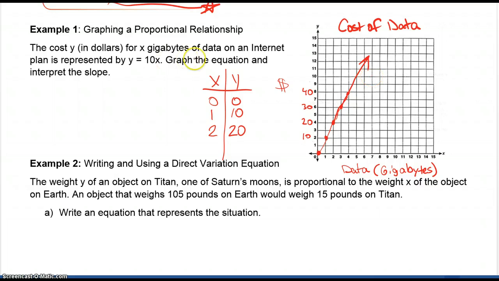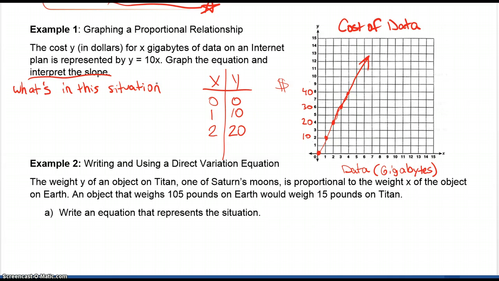And then it says, graph the equation, we did that, and interpret the slope. So listen up here. This is an important thing. When you interpret the slope, basically it means what's going on in real life, or what it is in this problem, I guess we would say. So what's in this situation?